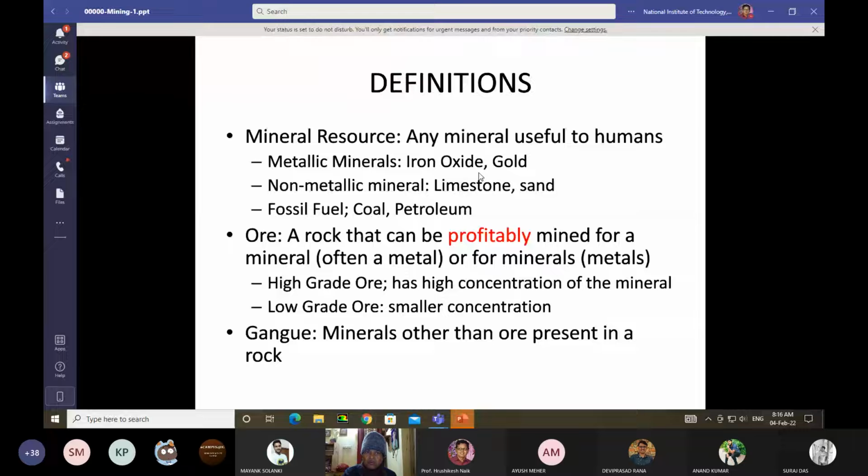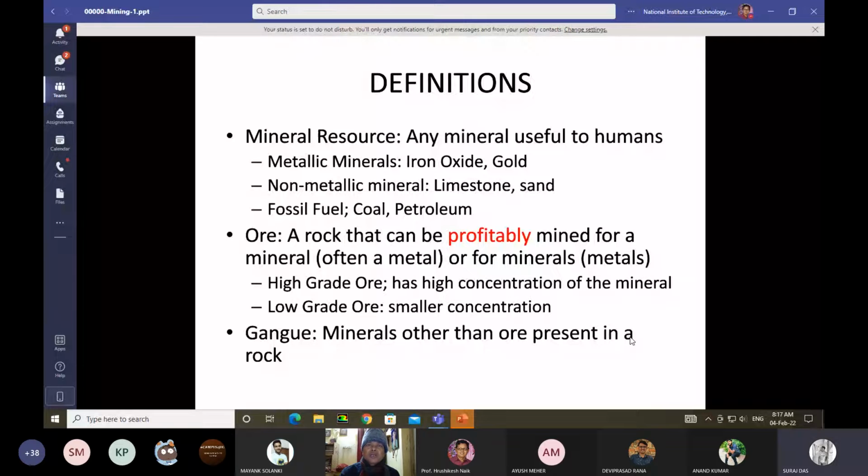And what is an ore? A rock that can be profitably mined for a mineral or for minerals is called an ore. High grade ores have a high concentration of the mineral. Low grade ores have a smaller concentration of the mineral. And there are some gangue particles, minerals other than the ore, present in a rock.